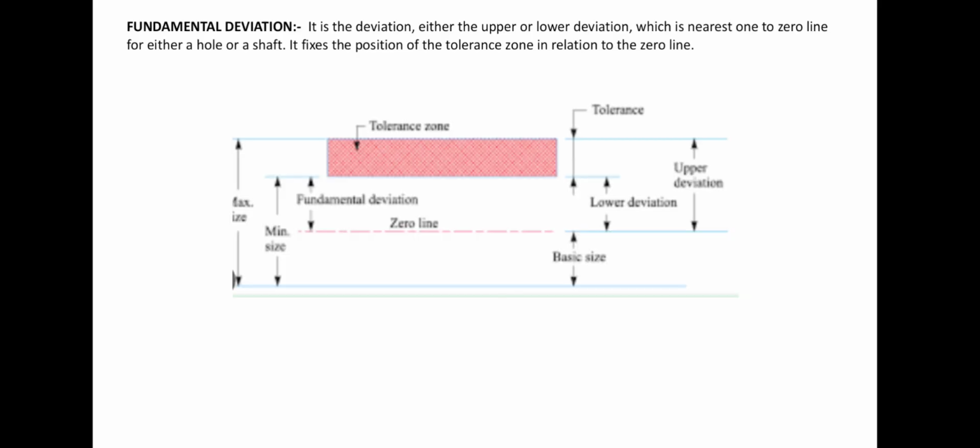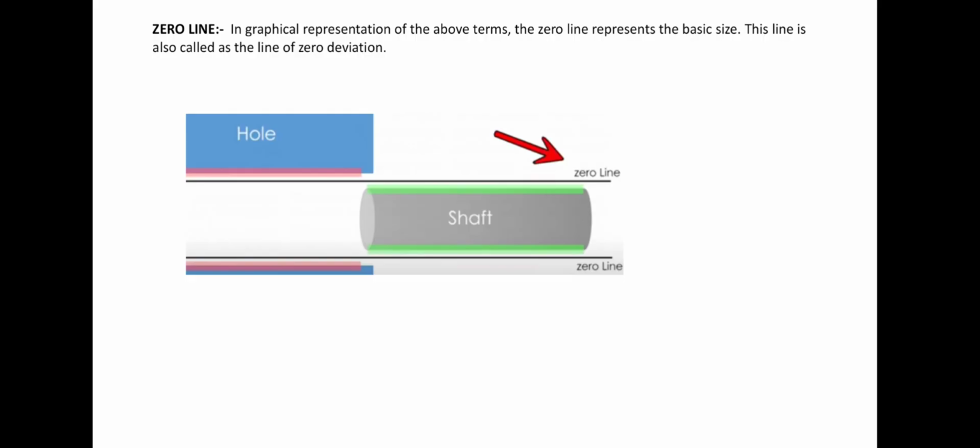Next, fundamental deviation. Simply, you can see the zero line marked in red color over there. It's a reference you have to take. The deviation, either the upper or lower deviation, which is nearest to the zero line, for either the hole or shaft, fixes the position of the tolerance zone in relation to the zero line. Whichever is nearest to the zero line, we can tell it's the fundamental deviation.